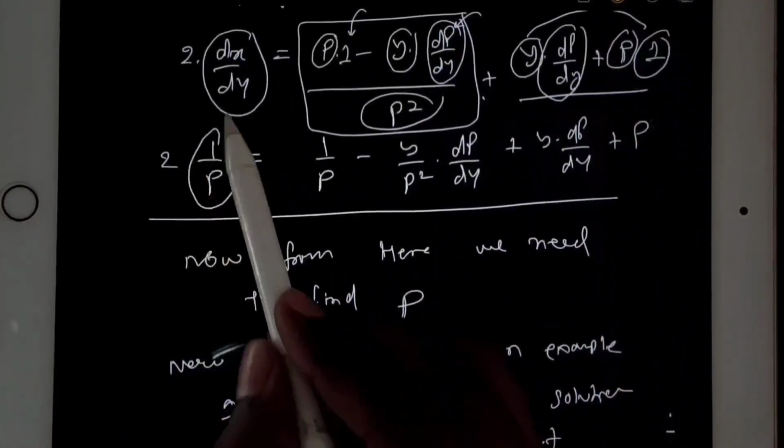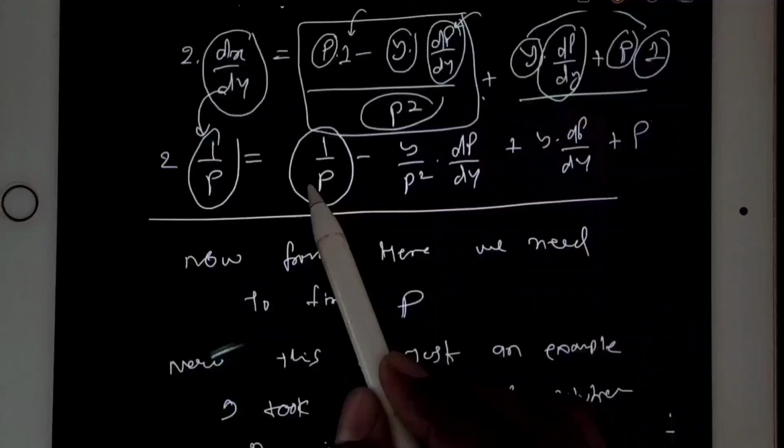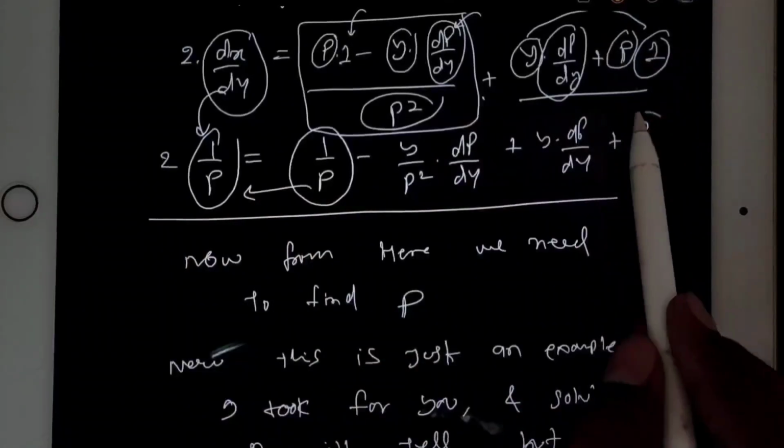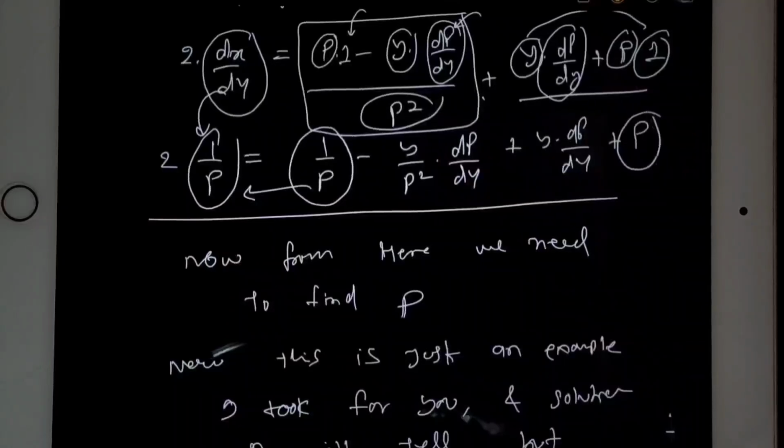It became 1 by p because the derivative is p, so dx by dy is 1 by p. So you can see 1 by p is here also, you can take both sides and solve, p is here also. Now again this equation looks similar to the first question.